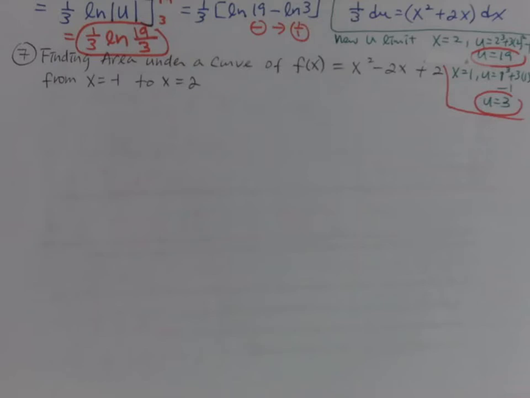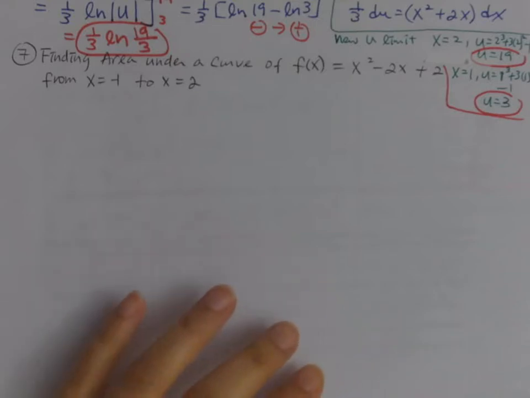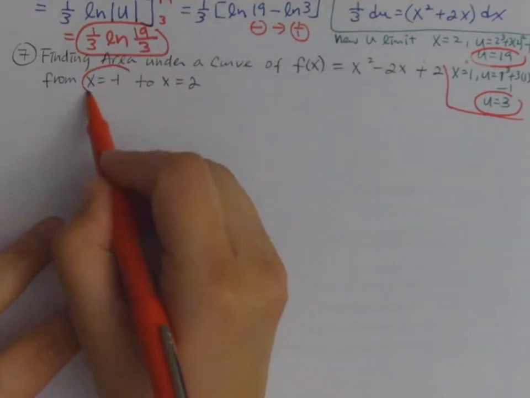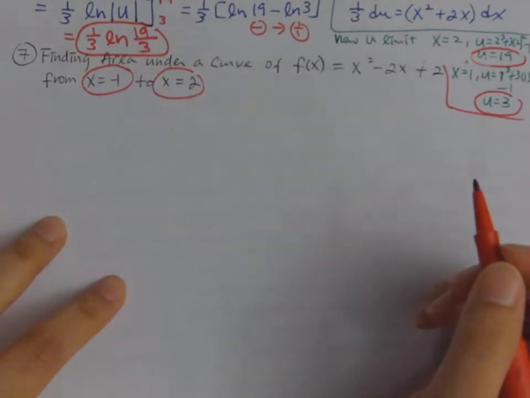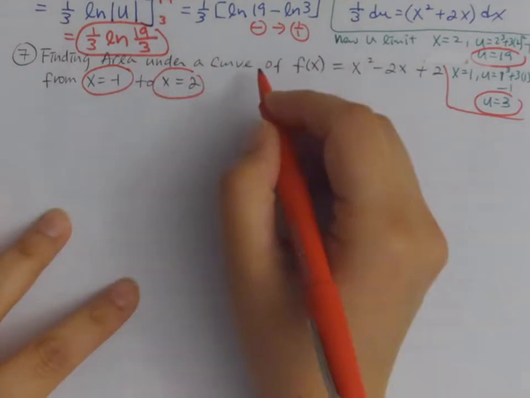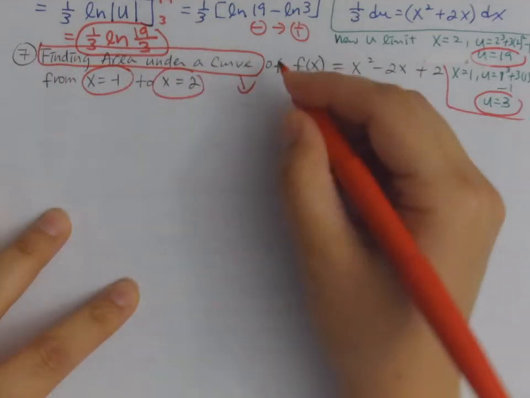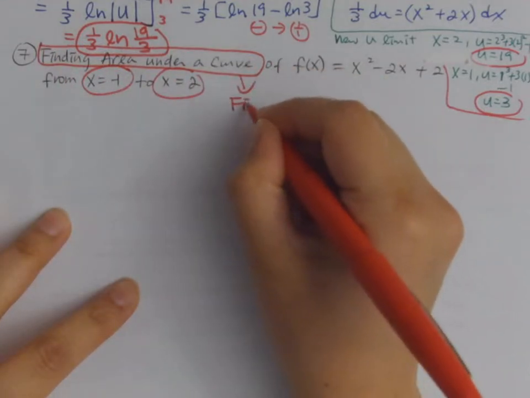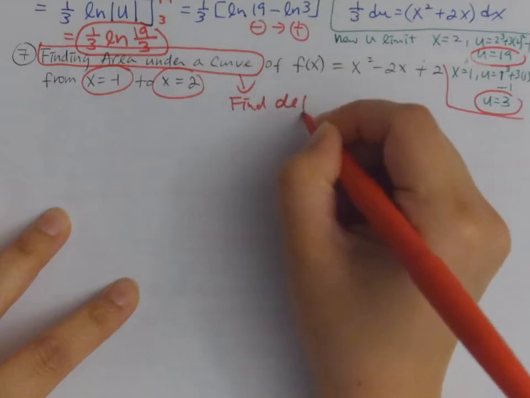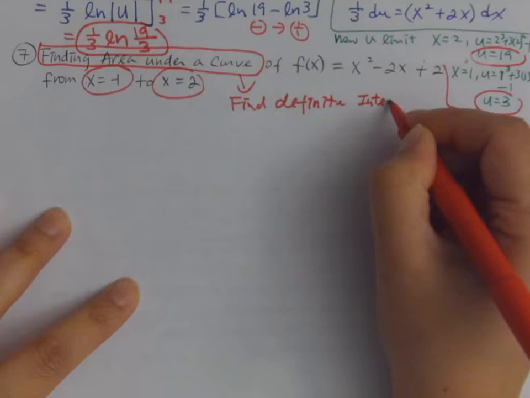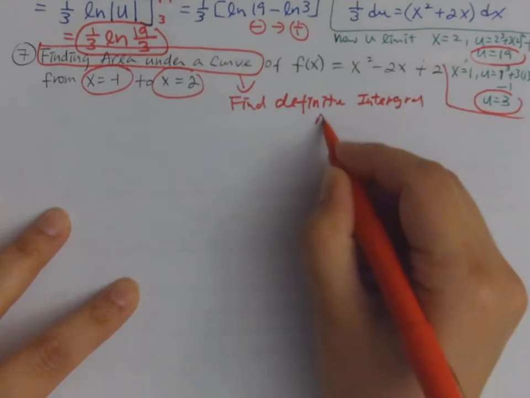The next question asks us to find the area under a curve of the function. So when you want to find the area of the curve, you basically need to find the definite integral, right? This is from a number to another number, so it's definite. And finding the area under the curve is trying to find the definite integral. And the other word for integral is what? Antiderivative.